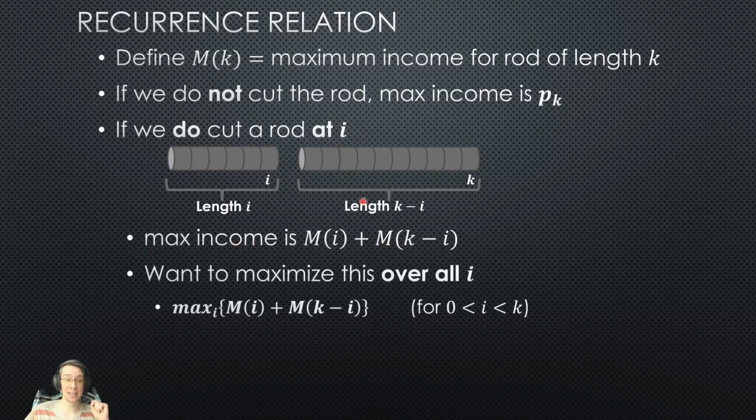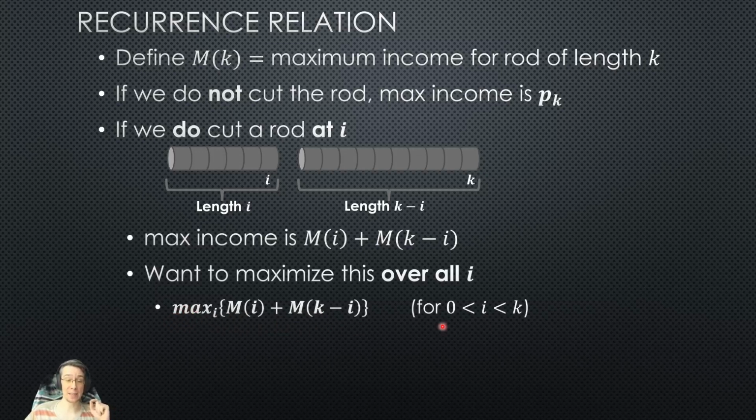Now we want to maximize this over all possible choices of i. So if we do cut the rod, then the max income we can get is the max over all the places where we can cut it, over all the i, so over all i between 0 and k strictly, of m of i plus m of k minus i. Right, so for all possible ways to cut the rod, try to do the best we can with the left half and the right half. And the maximum of this expression over all places where we could cut the rod is the best that we can do if we cut the rod.